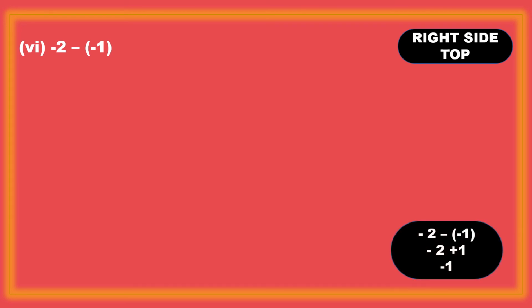Minus of minus is plus 1. So minus 2 plus 1 is, when two different symbols are there, subtract them first. 2 minus 1 is 1 and the big number is having the minus symbol, so put that symbol to the answer. Okay, minus 1. Okay, now let us see the number line.